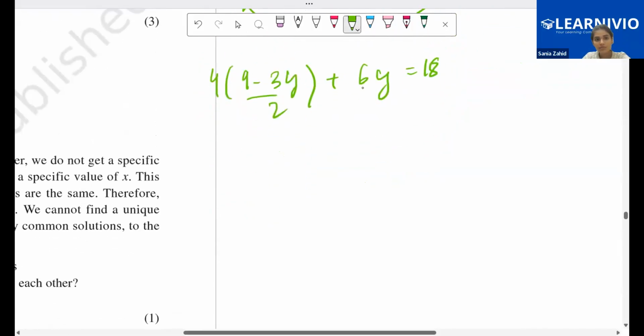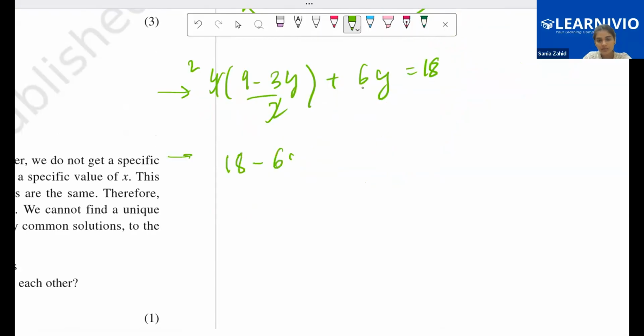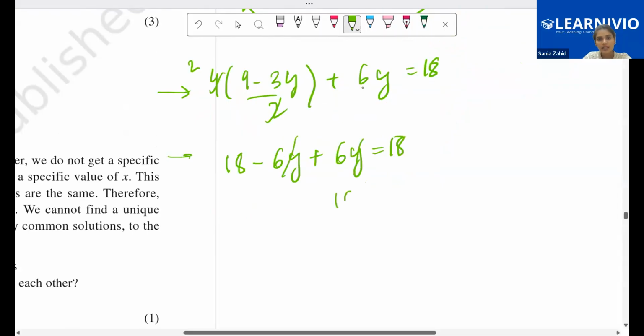Okay, can you tell me the next step? Cancel 4 by 2. I'll cancel 2 and 4. I get 2. So 2 into 9 minus 3y, what does it give me? 18 minus 6y. Yes. Plus 6y is equal to 18. So what do I have over here? This 18 cancels out. 18 is equal to 18.